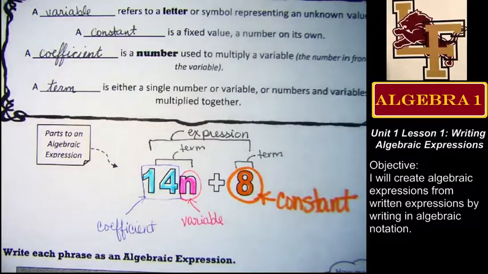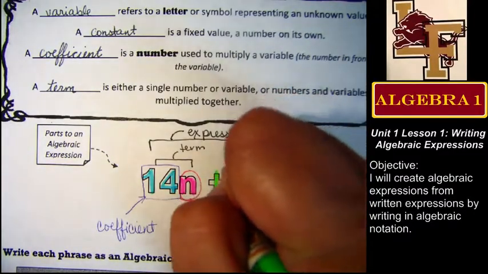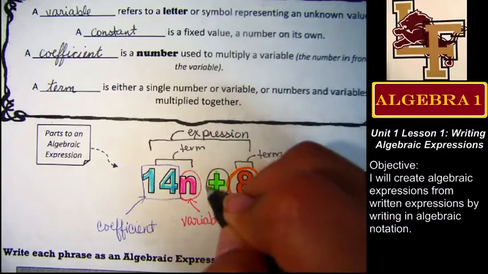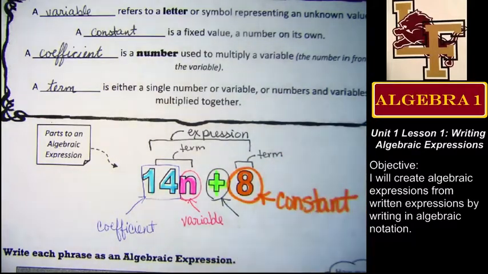One last thing to see is this plus sign. This is called the operator. It's going to tell us what to do between the terms. Take the first term, 14n, and then do this thing to 8.